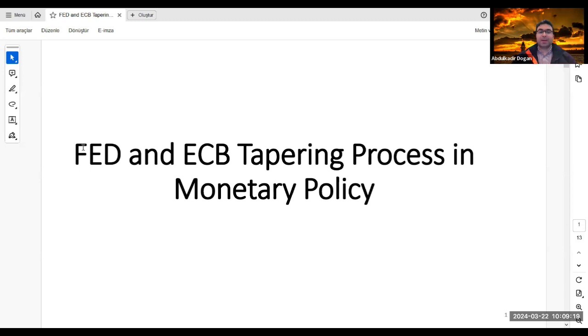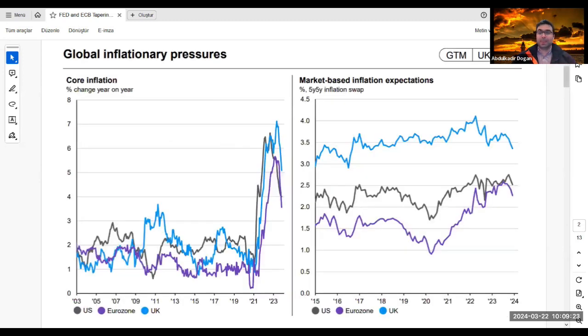Let me start: the Fed and ECB tapering process in monetary policy today. Here, as you see in the slides, we have global inflation pressure. So what do we mean by global inflation pressure and what are we trying to cover in today's topics? We will go into the details of the monetary policy of the European Central Bank and the Federal Reserve, and the basic principle of why we are making the tapering operation.